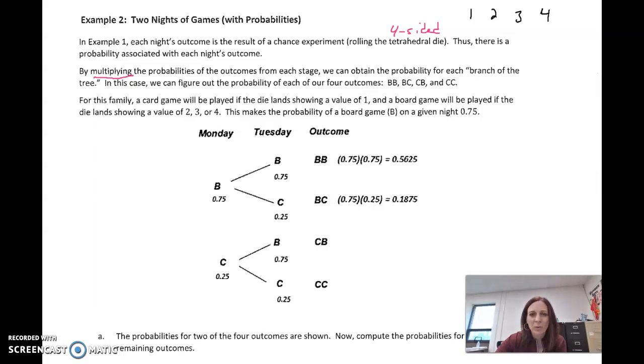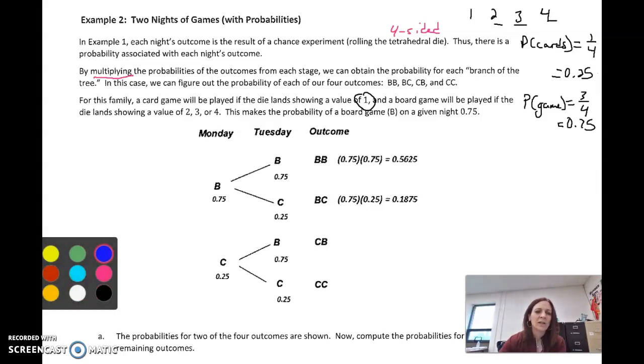So the probability of cards is going to equal, well, how many times does a 1 come up? 1 out of 4. 1 divided by 4 is 0.25. So when you look down here and see these 0.25s, that's where it's coming from. The probability of playing a board game, if they get a 2, 3, or 4, is 3 of them out of 4 total options. 3 divided by 4 is 0.75. So that's where these numbers are coming from.